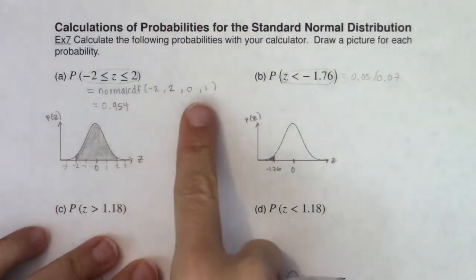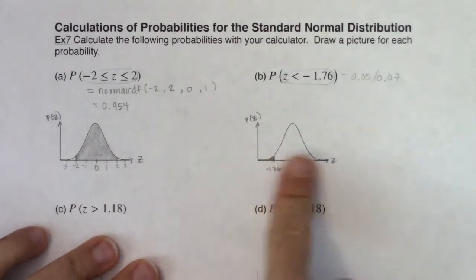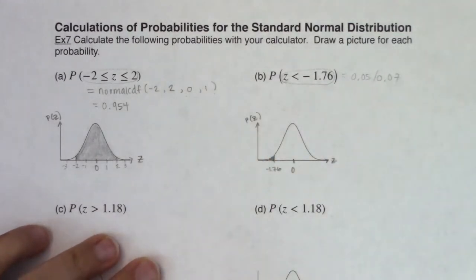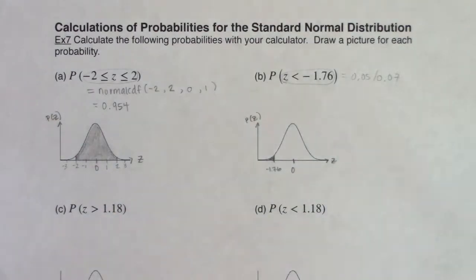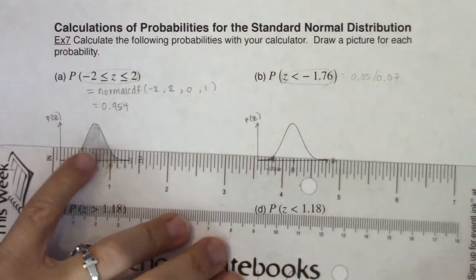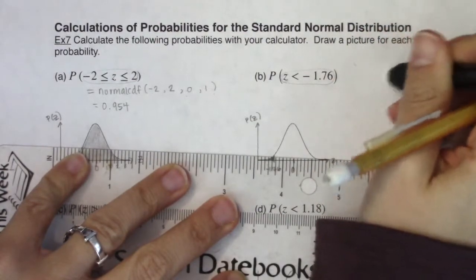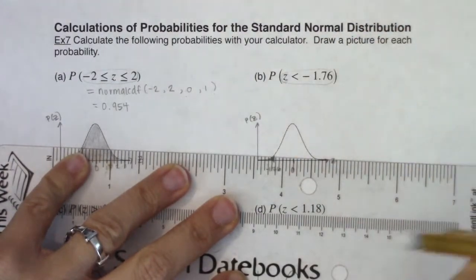Now we're going to run normal CDF, but I want to talk about the low and high on the z-axis, and then I'll flip over to my calculator. So let me just draw the z-axis here. I'm going to erase these two numbers because they're not true. They're just my guesses, and I want to have a little bit of space right here.